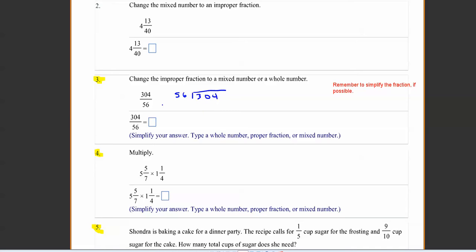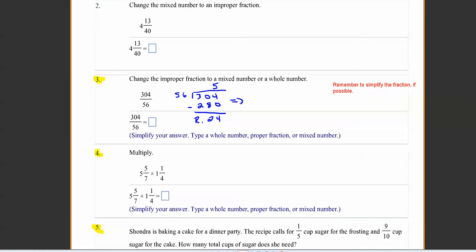Okay. Now 56 will go into 304 about 5 times. It won't go into 3, it won't go into 30, but it'll go into 304 about 5 times. Take that 5 and we'll multiply it times the 56 over here. So 5 times 56 is 280. Now we would subtract this to find our remainder. We have a remainder of 24.